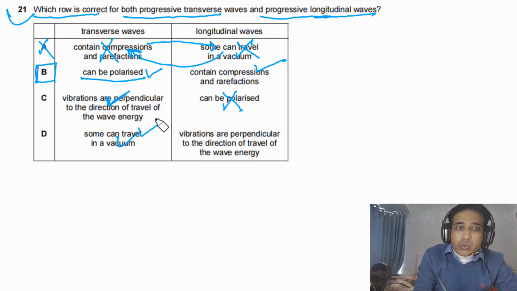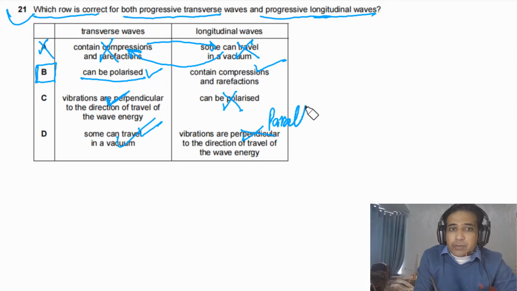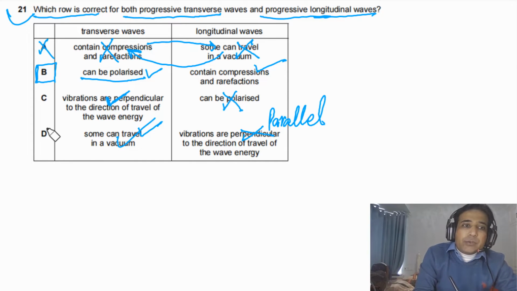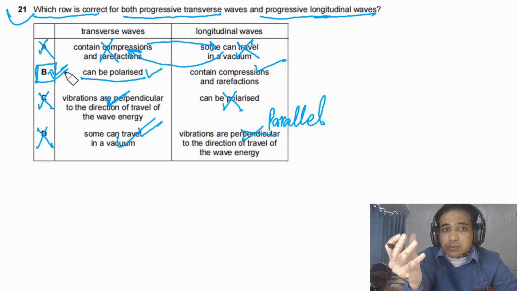So this is true. Vibrations are perpendicular. No, this is incorrect. Vibrations are parallel. So this is incorrect. So this is also not possible answer. This is also not possible answer. So the answer for this question is B. A nice question about properties of longitudinal and transverse waves.